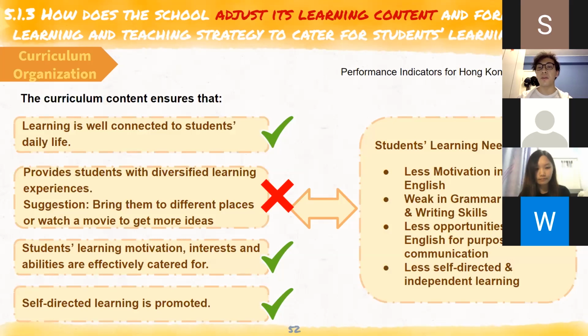Now let's see what kind of learning content free writing has. First, learning is well connected to students' daily life. They can express feelings or daily events. Second, students' learning motivation, interest, and ability are effectively catered for. The last one is that self-directed learning is promoted. They can set their topic according to their interests. Teachers can encourage them to write more. Free writing of the school has done a very good job on the above parts. Next page, please.